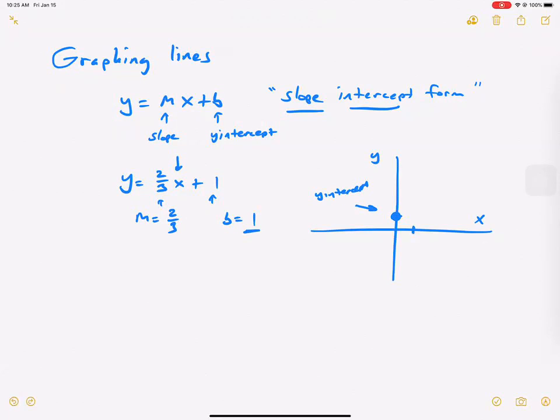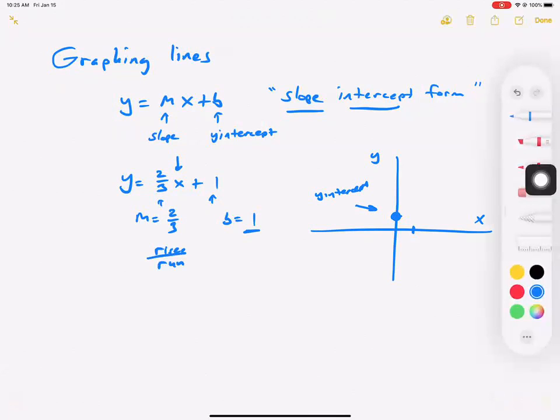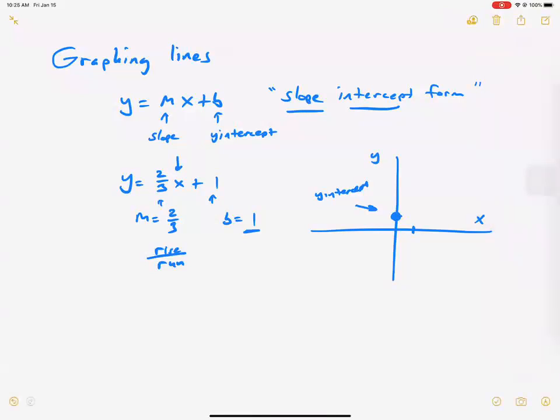And then the slope tells us our rise over run, which is super cool because it's simple directions to get to my next point. So the rise will be up 1, 2, and we're going to run over 3. 1, 2, 3. Then we can draw a line connecting them both.